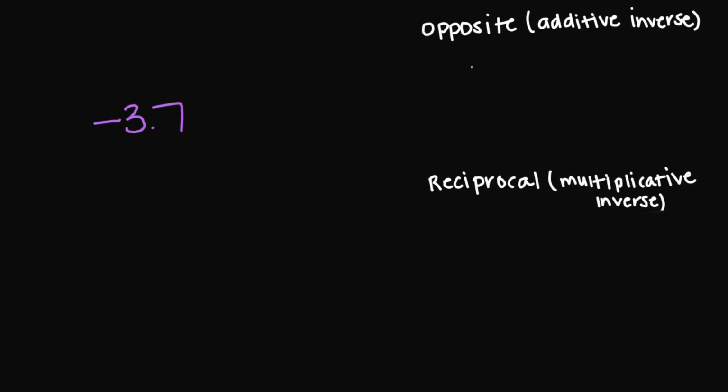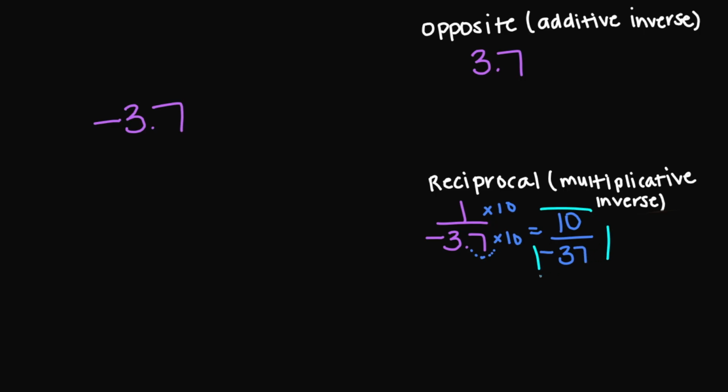-3.7, the opposite of -3.7 is going to be a +3.7. The reciprocal here is going to be 1 over -3.7. To get rid of the decimal in your denominator, I'm going to multiply top and bottom here by 10. So my numerator, you're going to get 10 because 1 times 10 is 10. And then your denominator, you're going to get -37 as your answer. And since I cannot simplify any further, your final answer here is 10 over -37.